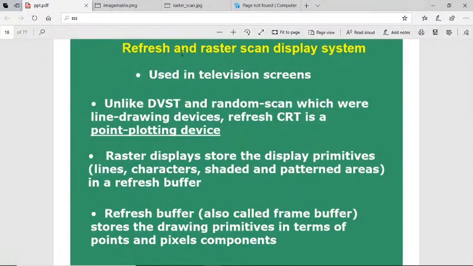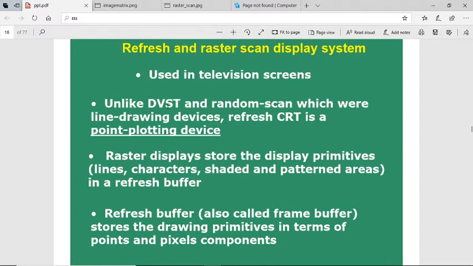So we learned about two kinds of displays that use CRT technology, DVST and random scan or calligraphic scan. They are one group, because both of them draw in terms of lines, and in their monitors the phosphor is uniformly coated. That's one. In the other group is our raster scan display. The raster scan is also called refresh display. So we're talking about refresh and raster scan displays. Now these are mostly used in television screens.